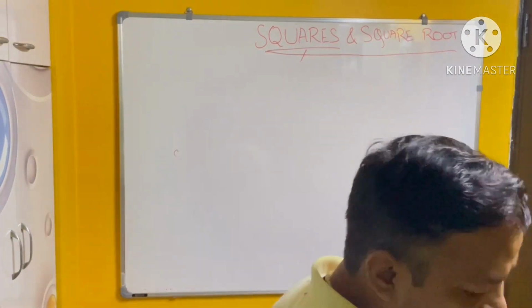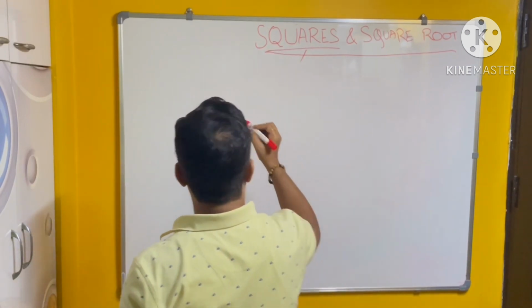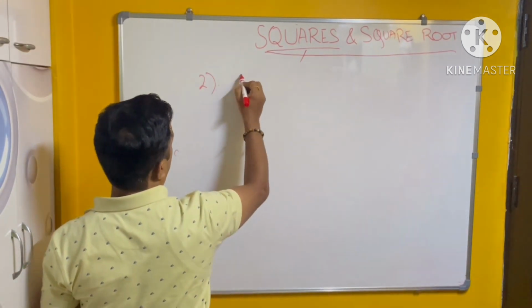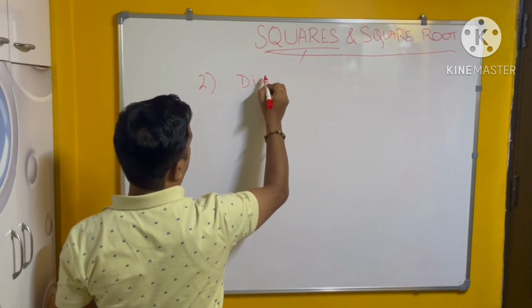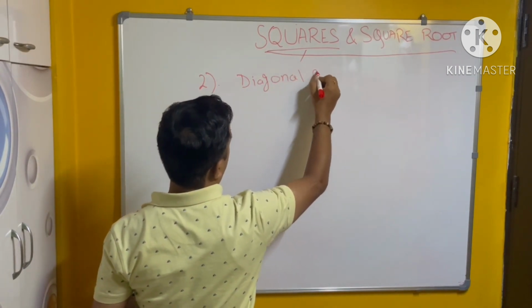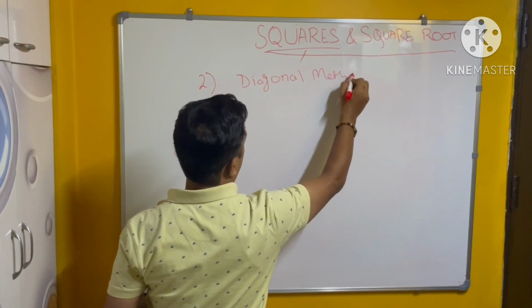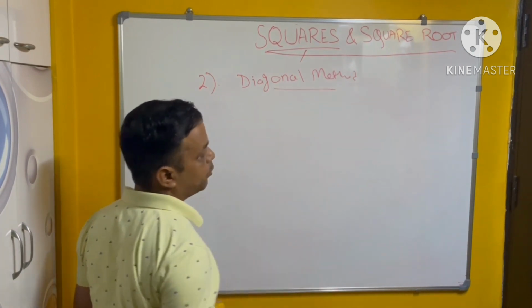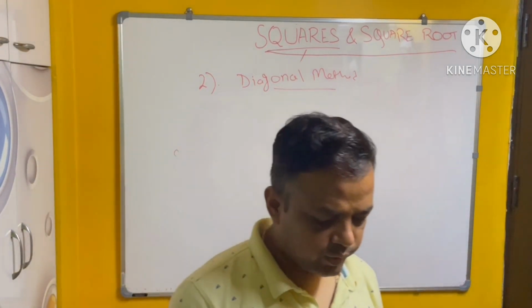Now we have a diagonal method. Another method is the diagonal method. Okay. What happens in this? क्या होता है भाई इसमें?